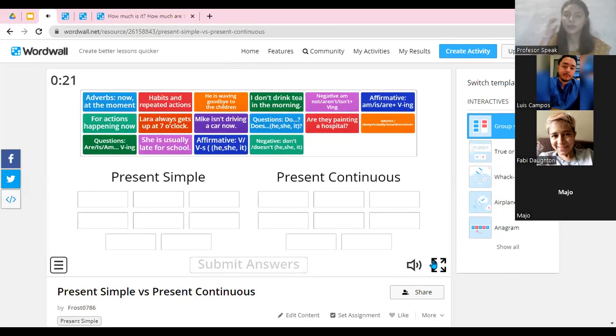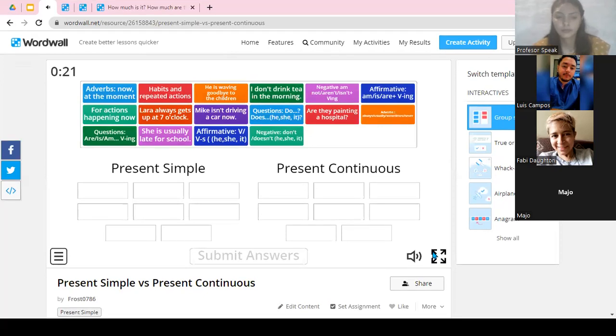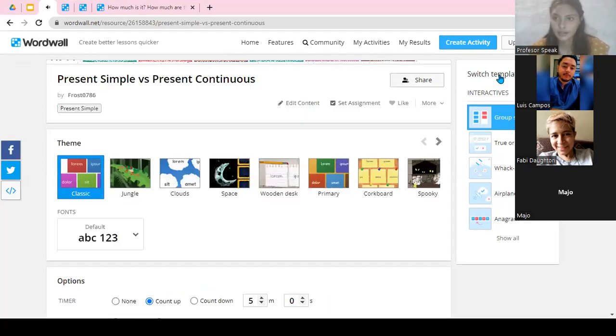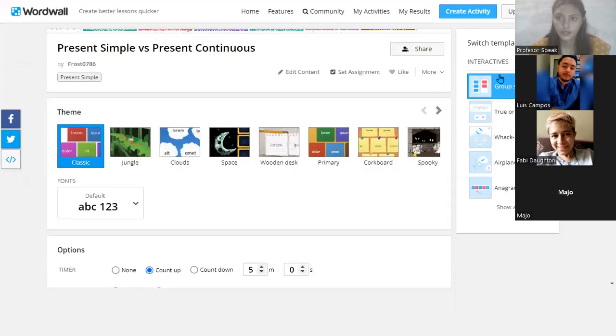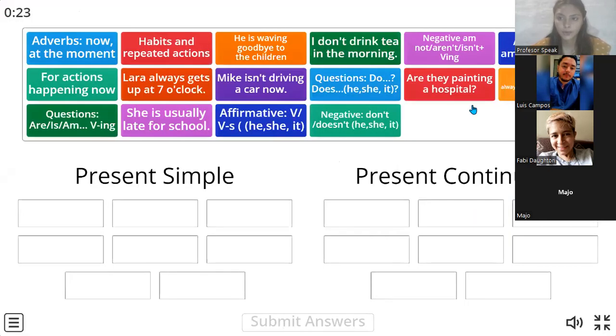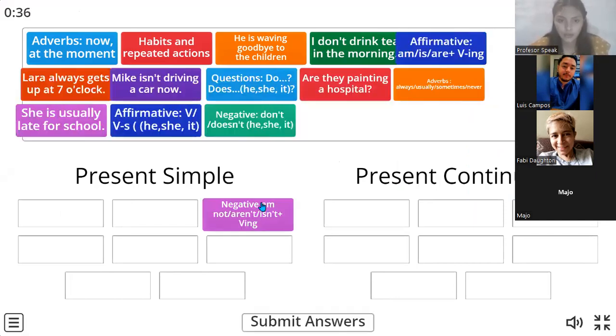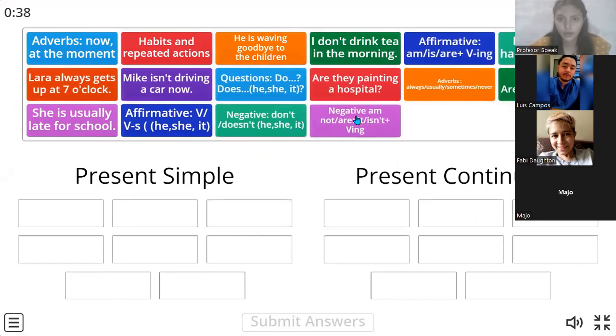Okay, so now you can, right? Yes. Excellent. So the activity is easy. You have to create groups: present simple or simple present, and present continuous. You have to, for example, this one and so on, okay?